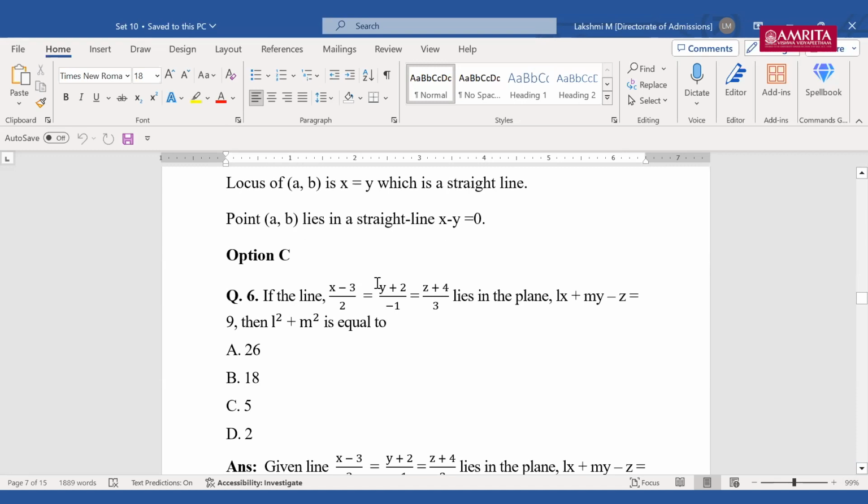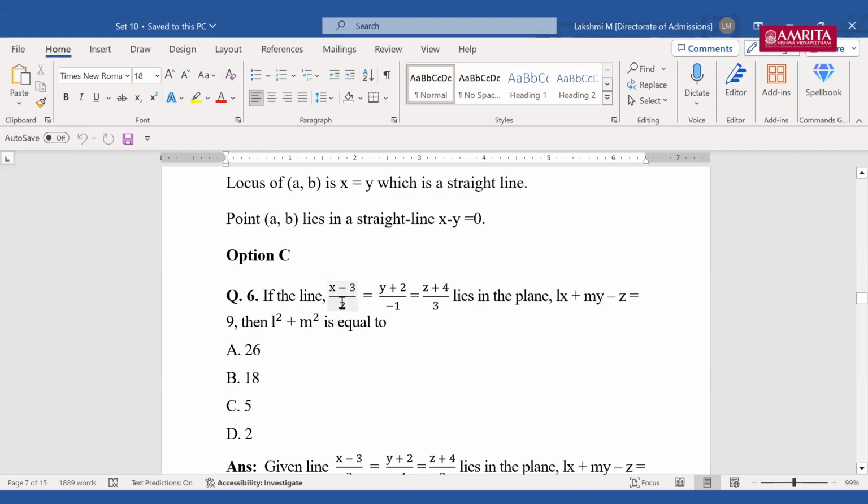So now another question is, we have a line which is (x minus 3) by 2, which is equal to (y plus 2) by minus 1, which is equal to (z plus 4) by 3, which lies in the plane Lx plus My minus z equal to 9. You need to find out L square plus M square.